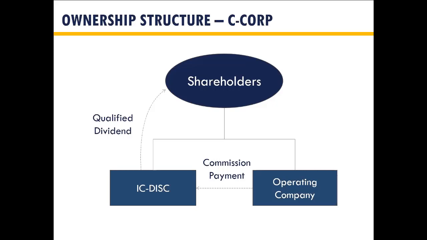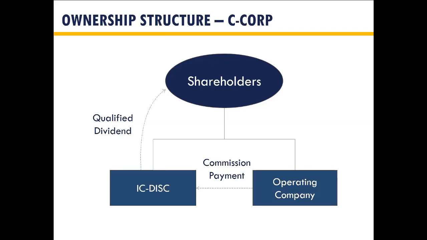The operating company pays the commission out to the IC DISC. Again, it takes a deduction for that payment. The IC DISC does not have any income tax, assuming that it qualifies as an IC DISC. It pays the dividend out to its shareholders. Shareholders pay tax at the capital gain tax rate on that dividend income. So we have effectively taken earnings out of our operating company where we have gotten a deduction, so we've avoided double taxation on that commission amount.